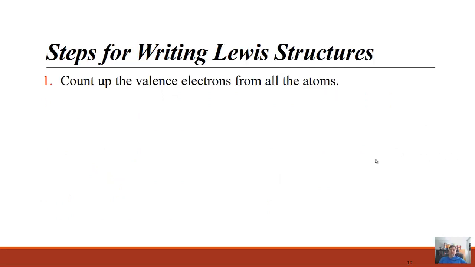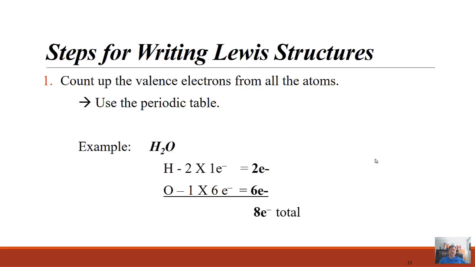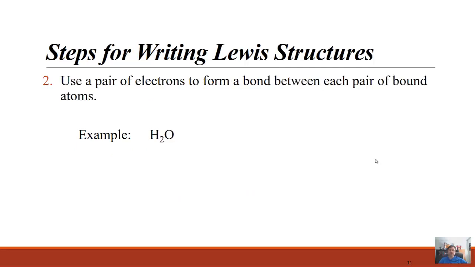Okay, so as I said, we're going to count up the valence electrons. We can use the periodic table to do this. So if we take water, for example, hydrogen has 1 valence electron, so there's 2 of those. Oxygen has 6, so we have a total of 8 valence electrons that we need to satisfy. The second part, we're going to use a pair of electrons to form the bond between each. So we're going to put a bond between each hydrogen and the oxygen. Now if we look, hydrogen, this represents 2. Well, hydrogen's happy. It's got 2 electrons because it follows the duet rule. Same with this one. Oxygen, however, only has 2 here plus 2 here, so a total of 4.